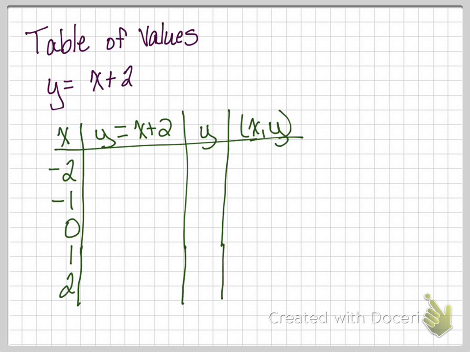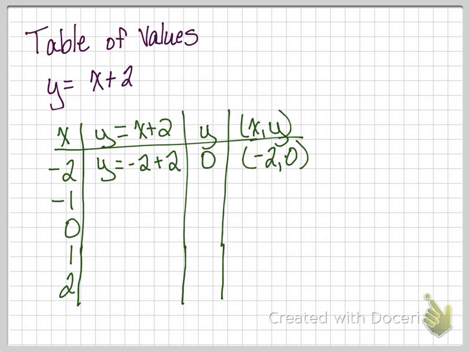So what I'm going to do is I'm going to take that -2, and I'm going to put it in for x. Okay? Because that's my first point. So I have y equals -2 plus 2. What is -2 plus 2? 0. So my y value is 0. And so then my ordered pair that I am eventually going to graph is negative 2, 0.